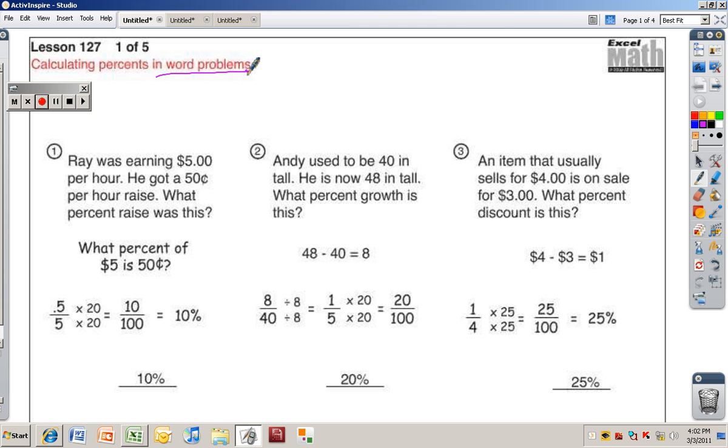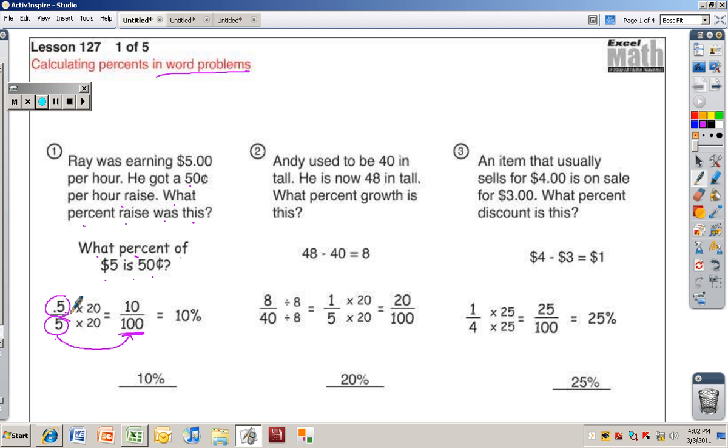Ray was earning $5 per hour. He got a 50-cent per hour raise. What percent raise was this? What percent of $5 is 50 cents? So we have 50 cents as 0.5 or 0.50, and we have 5 as the denominator, and we have to change that into 100. So 5 times 20 is 100.